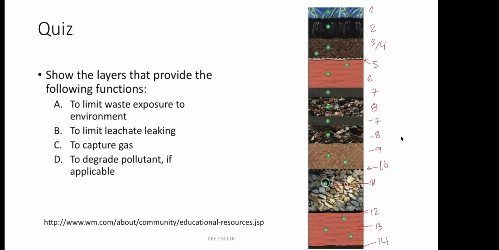I would guess 6 and 7, maybe. All right, let's think of where the environment is. It's either top or bottom. Bottom is groundwater, top is air, the atmosphere. So for the bottom one, which one is protecting? So 14, yes, 14, 13, and also 12. Okay, that's the bottom one. What about the top?